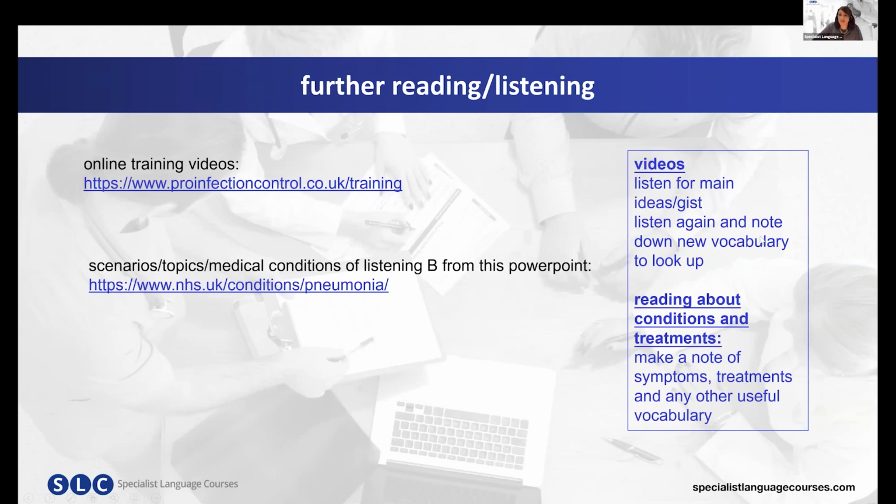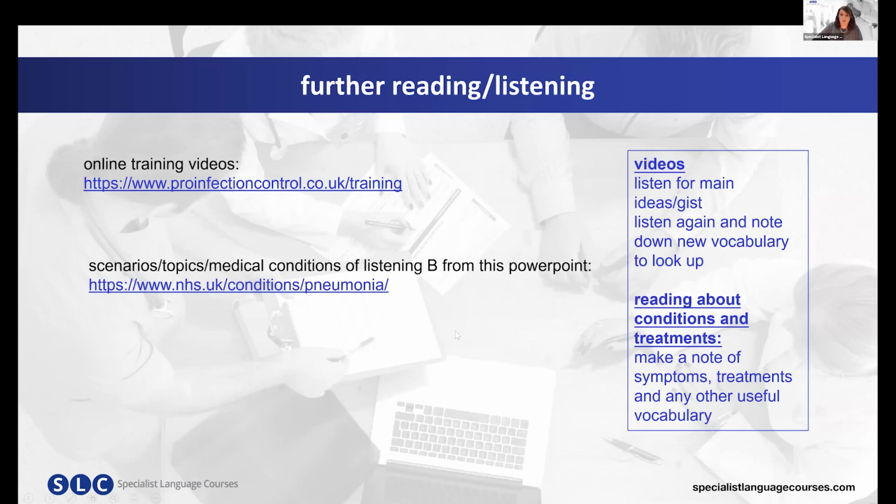Listen for main ideas, gist. Listen again and note down any new vocabulary. We have an example of a resource here. Read about conditions and treatments. For example, we heard about pneumonia today, so you can make notes on vocabulary relating to pneumonia.